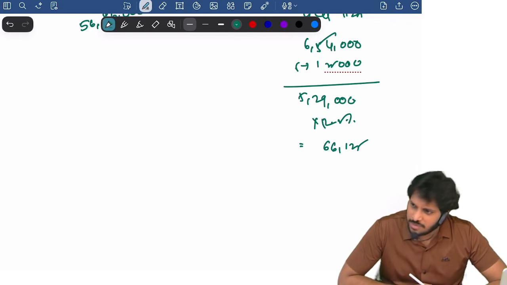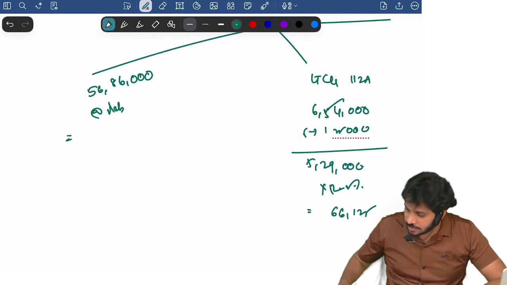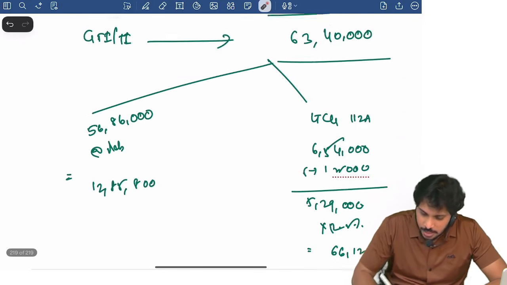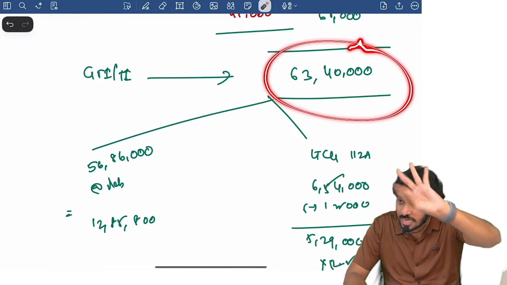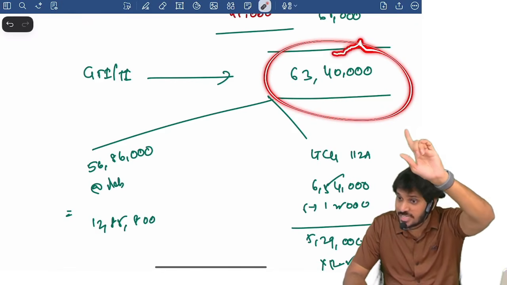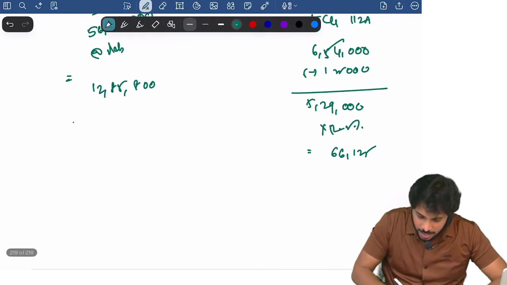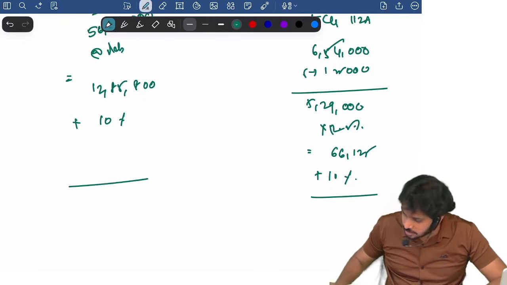Next, this is at slab rate. Yes or no? 56,86,000 minus 24 lakh into 30%, plus 3 lakhs, so therefore basic tax is 12,85,800. Now total income including dividend and capital gain is exceeding 50 lakh but not exceeding 1 crore. Surcharge is 10% on both. Yes or no? Add 10%.